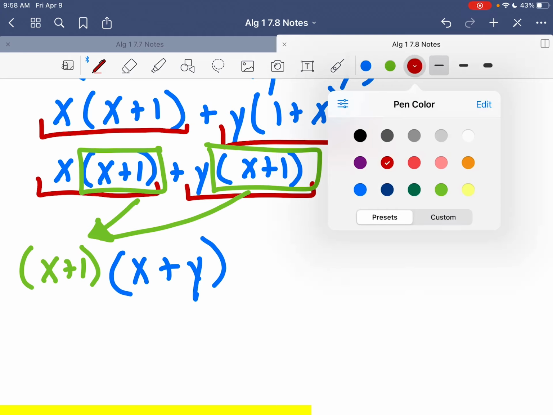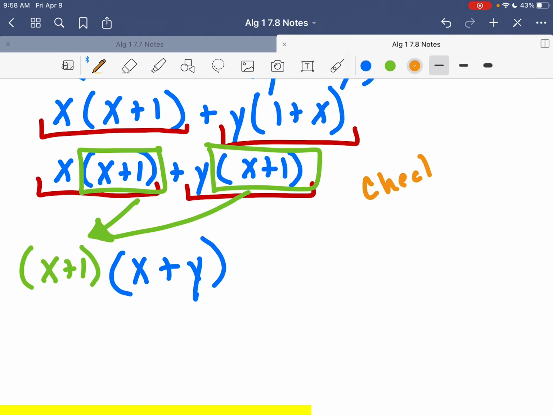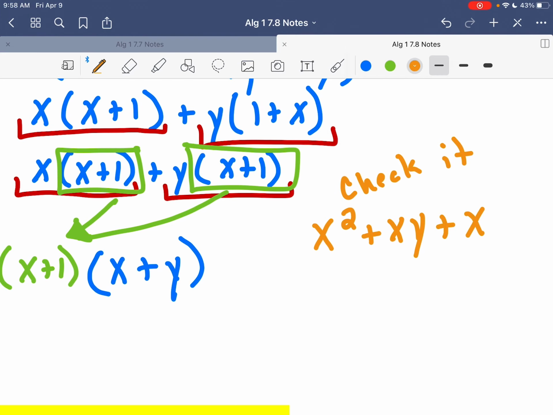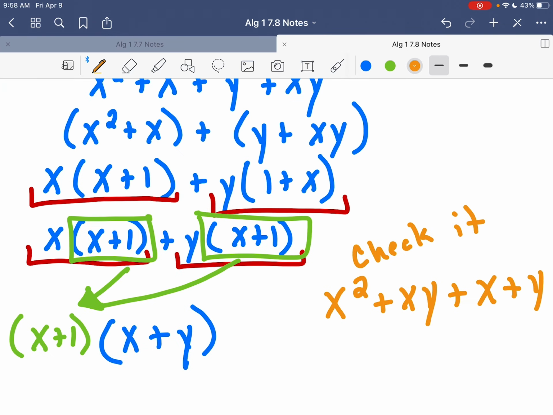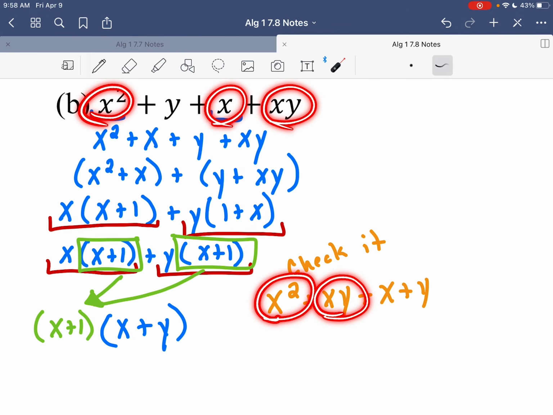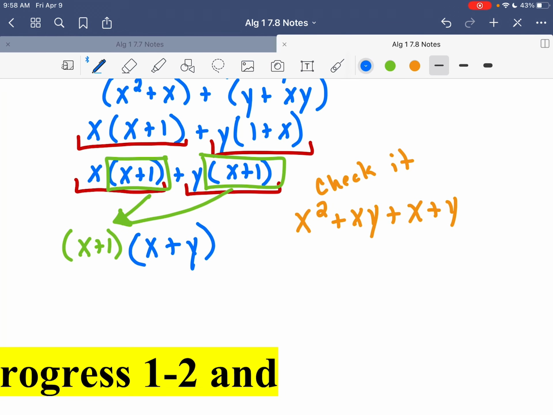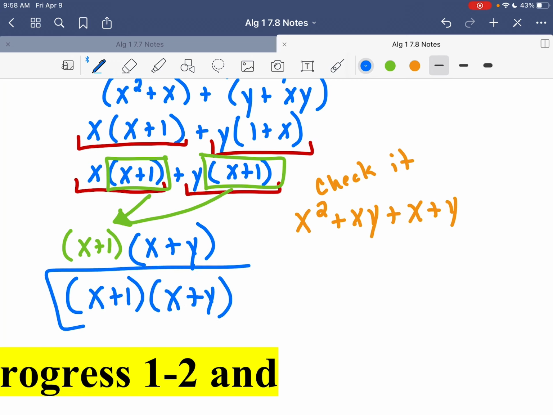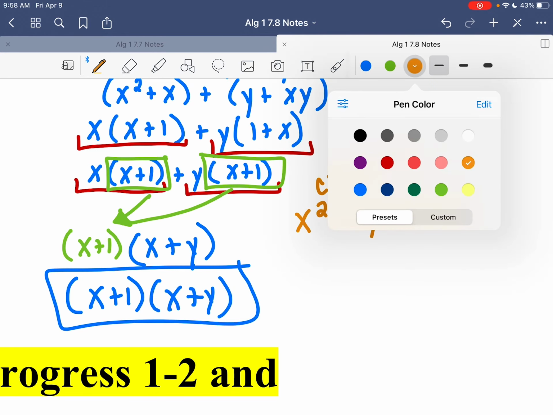Again, we want to check it. I've always been doing check it in orange, but we're going to check it. So let's distribute it out. X times x, x to the second. X times y is just x times y. 1 times x is just x. 1 times y is just y. So go back and look at the very original. Make sure all the terms are there. X squared, xy, xy, x, x, and y. Yep, all there. So I now have it factored. Factors into x plus 1 times x plus y. All done. All right, your turn.